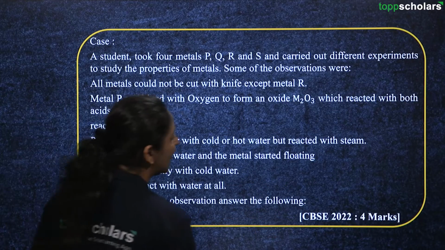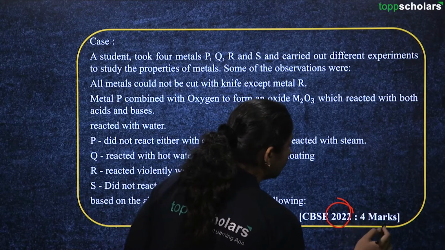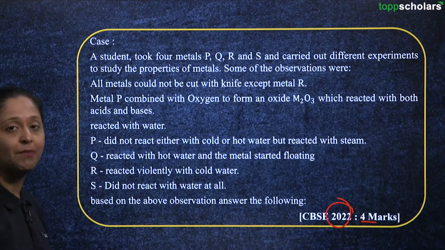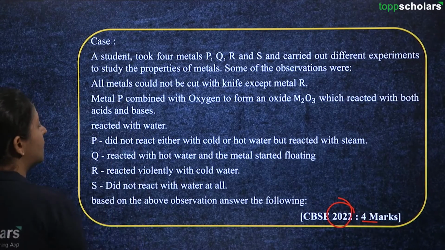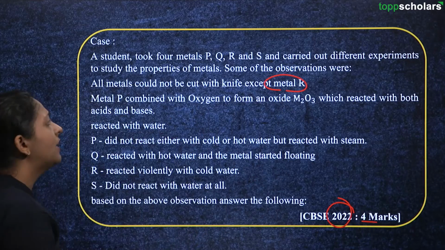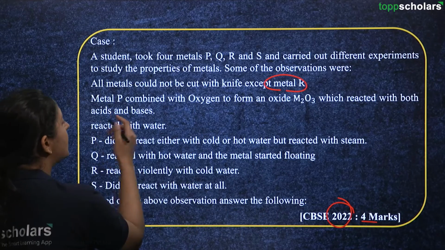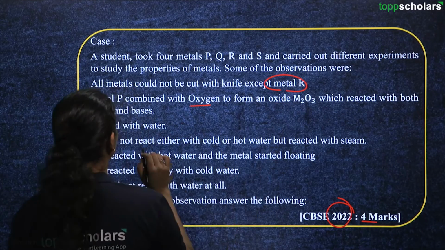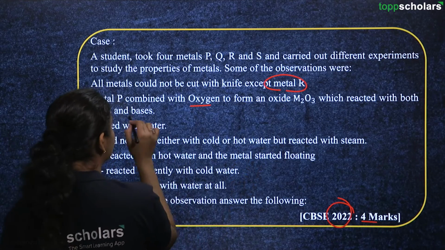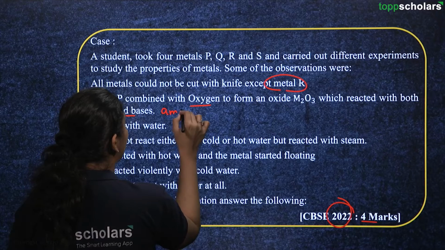Now this one is the case study, children, that we just observed for 4 marks, correct? So first you have 4 different types of metals and different experiments which were conducted. All metals could not be cut with a knife except metal R. Metal P combined with oxygen to form metal oxide, reacted with water, and it reacted with both acids and bases. So we know that this is an amphoteric oxide.